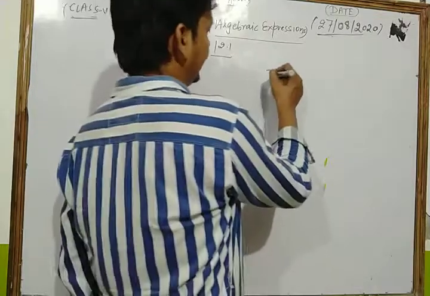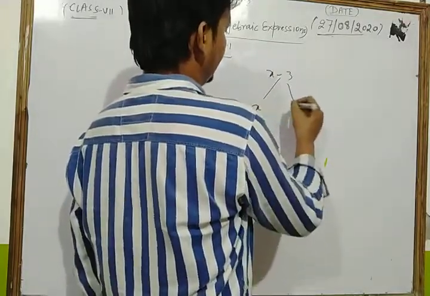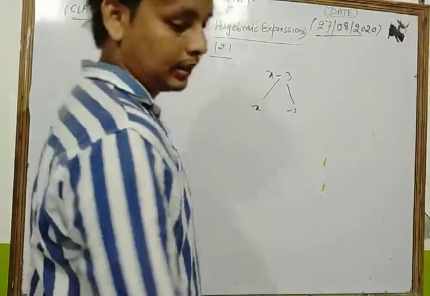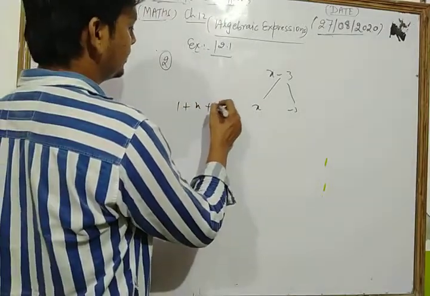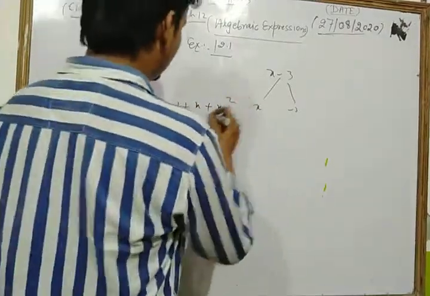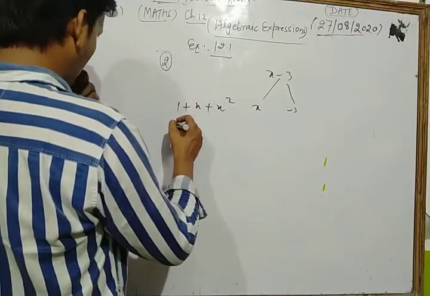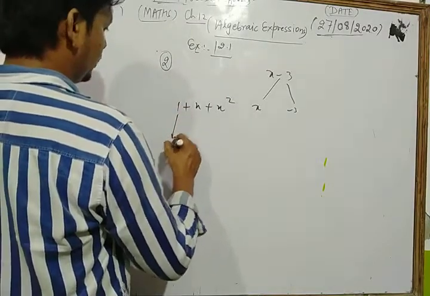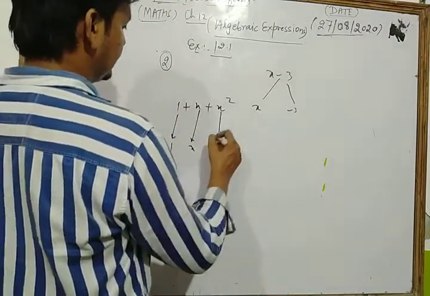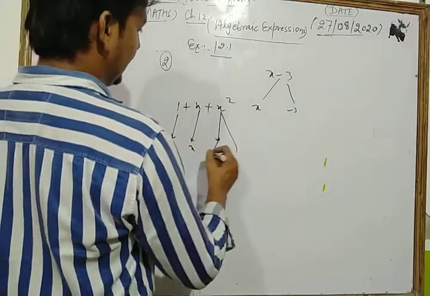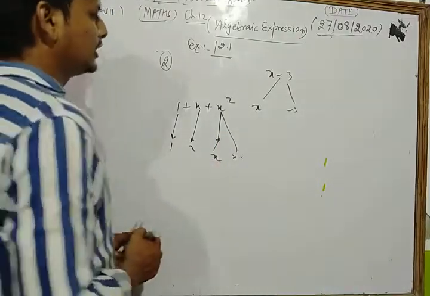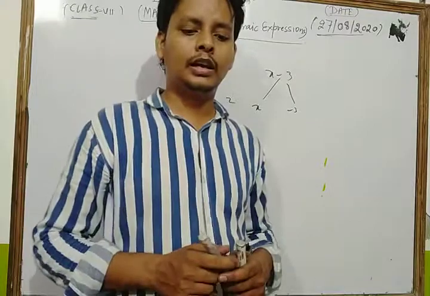Just here, if we write x minus 3, we write x and minus 3 in this way. And in 1 plus x square, this is represented as 1, this x, and this x into x. So this is very easy, and you can draw it in this way.